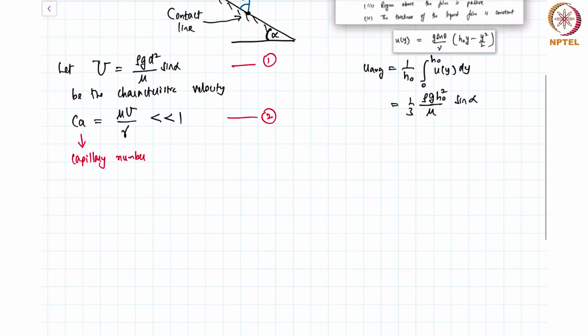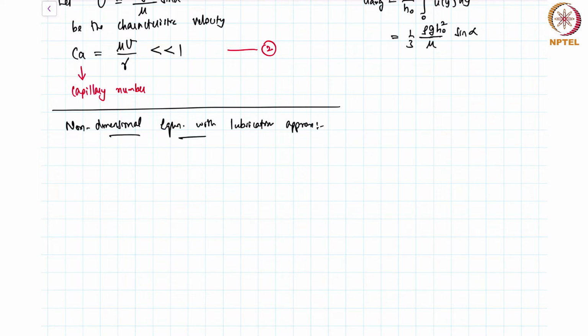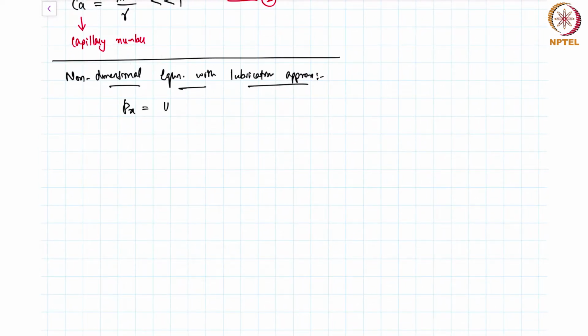Now before I write down the non-dimensional equations, maybe we need to understand how non-dimensionalization is done. Or maybe I'll just write down the non-dimensional equations first. So the non-dimensional equations with the lubrication approximation simply become Px is equal to Uyy plus 1. That's equation 3 for me.